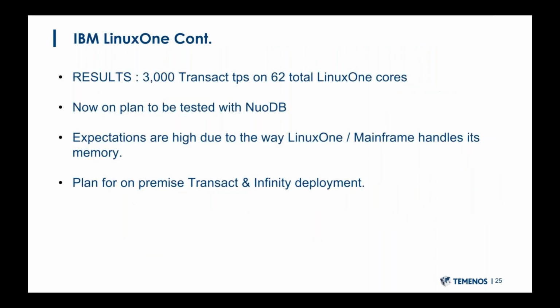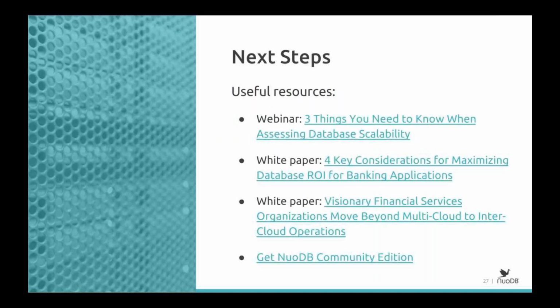Okay, so just to wrap up, we were running 3,000 TPS on 62 Linux One cores. I would expect that the 12 that are running the database there could be reduced to probably no more than 8 if we were running NuoDB, or perhaps even 6. So that's something that's coming for the future, Linux One and NuoDB, because of the excellent way that the mainframe Linux One boxes handle their memory, which is obviously paramount to NuoDB. And that concludes what I have to say.